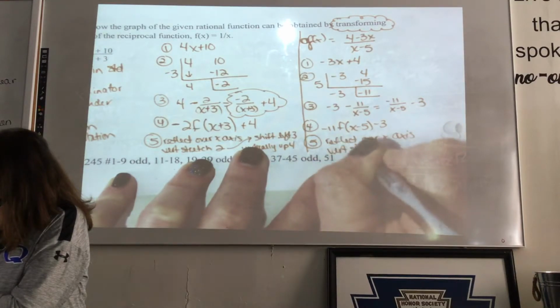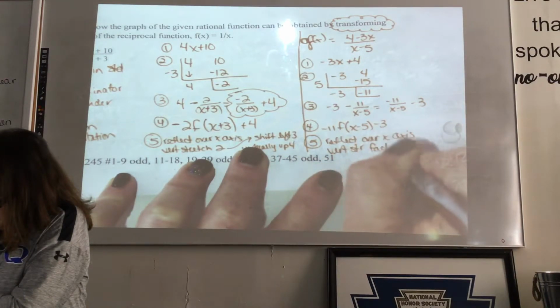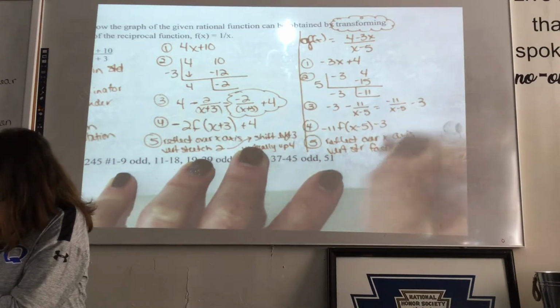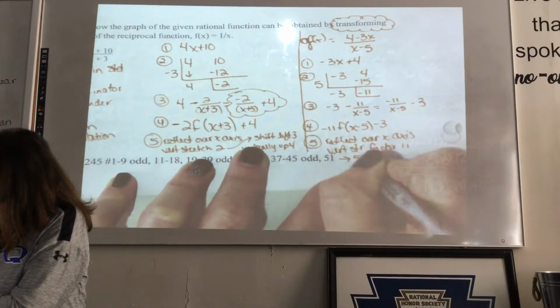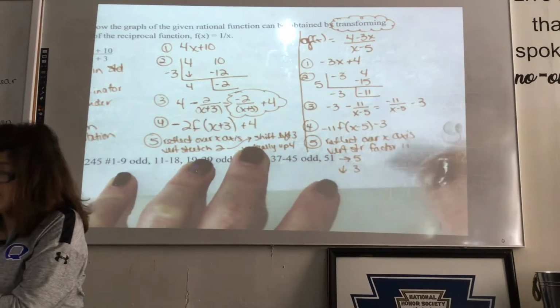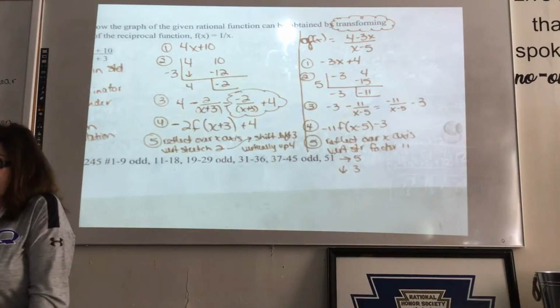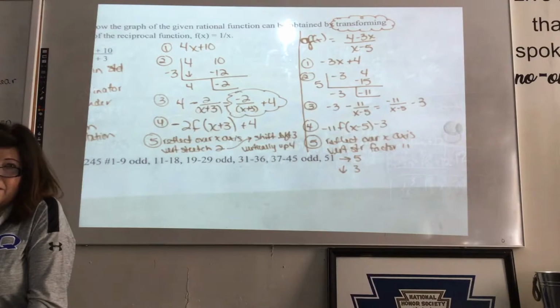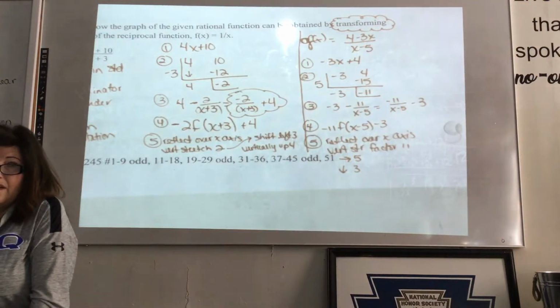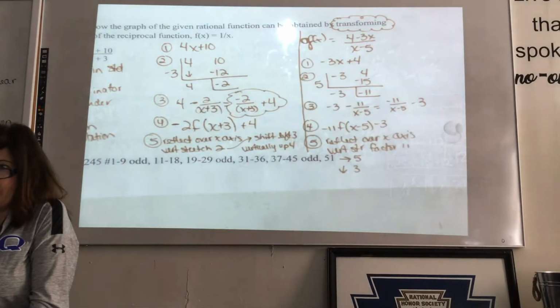I have a vertical stretch factor of 11. I'm moving right 5, and I'm going down 3. Right 5, down 3 is shorthand, but just know I'm shifting right by 5 and vertically shifting down by 3. Okay? Questions on that?